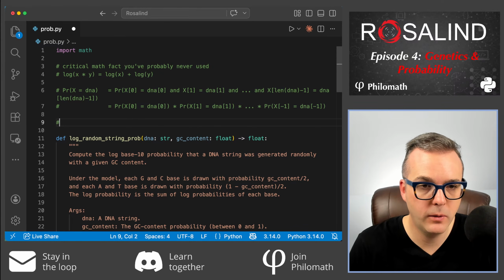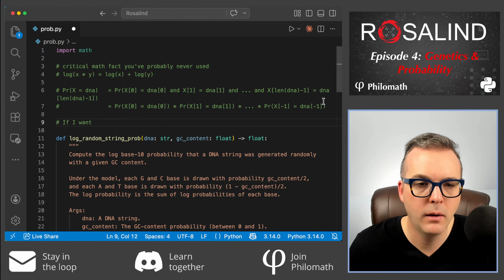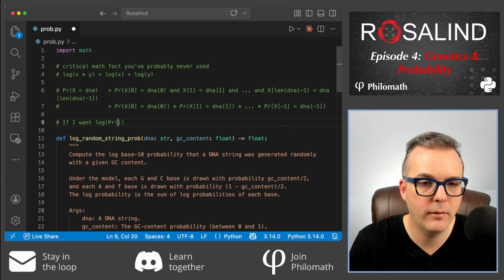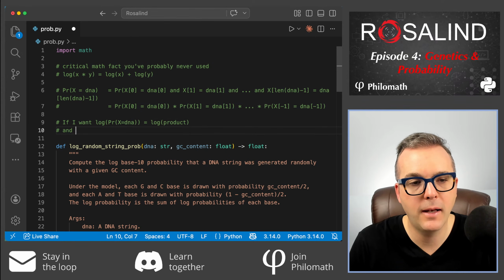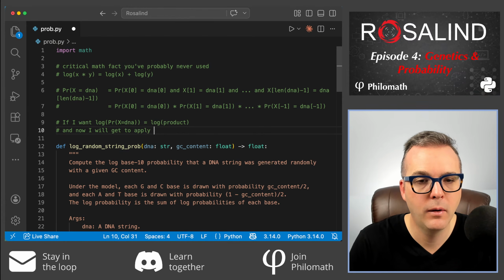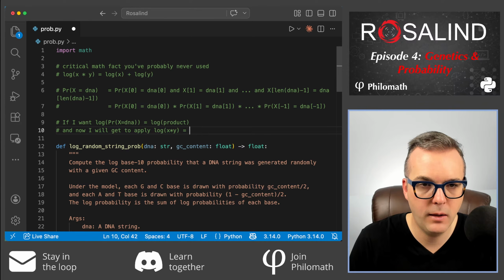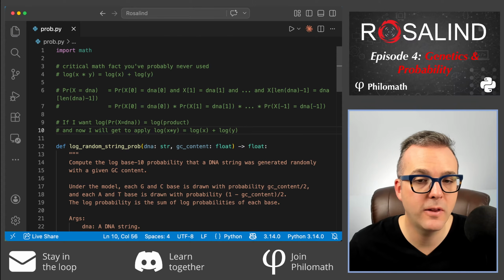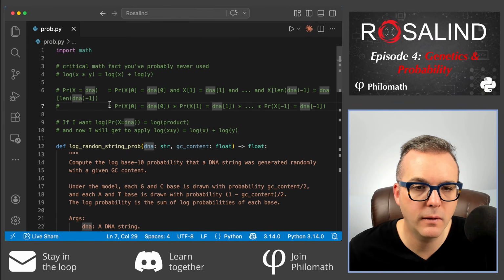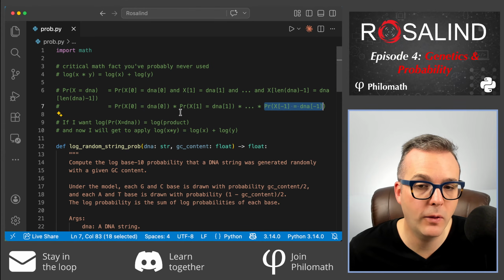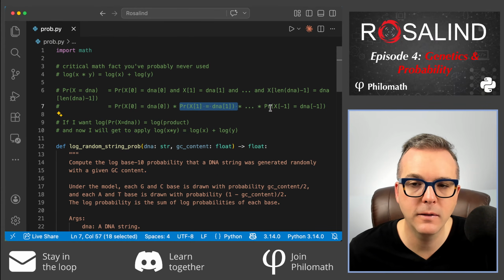And now an important note is if I want the logarithm of the probability of X equal DNA, that's important. So it's the logarithm of this product. And now I will get to apply the log of X times Y equals the log of X plus the log of Y. Now I get to use that fact because I'm going to have a logarithm of a product of a bunch of things, this term and so forth down to this term. After I take the product of all those things, if I want the logarithm of that thing, well, it'll just be the logarithm of this plus the logarithm of this plus, and so on down the line.